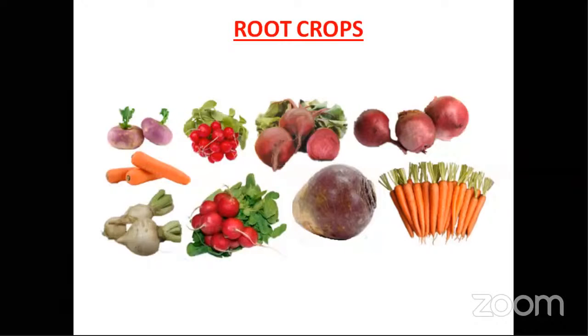Today we are going to discuss the root crops. We know the major root crops; only four major root crops we generally talk about: carrot, beetroot, turnip and radish. Other root crops we don't consider. From the exam point of view, these are the most important root crops, and we are going to see the different important aspects of these crops today.